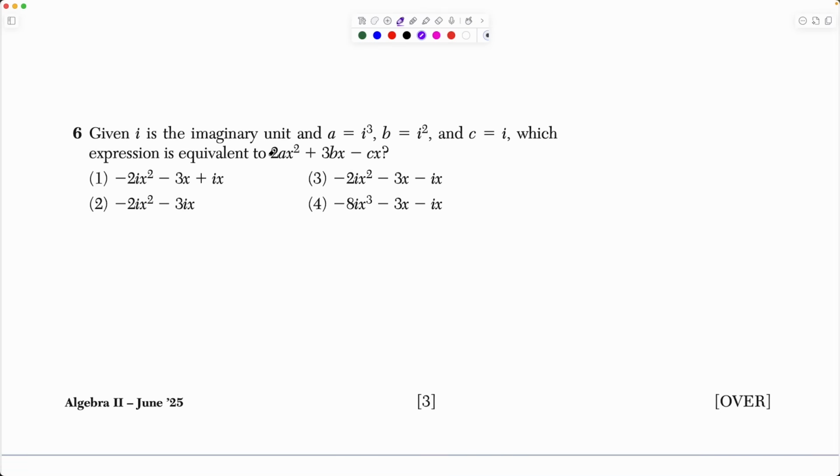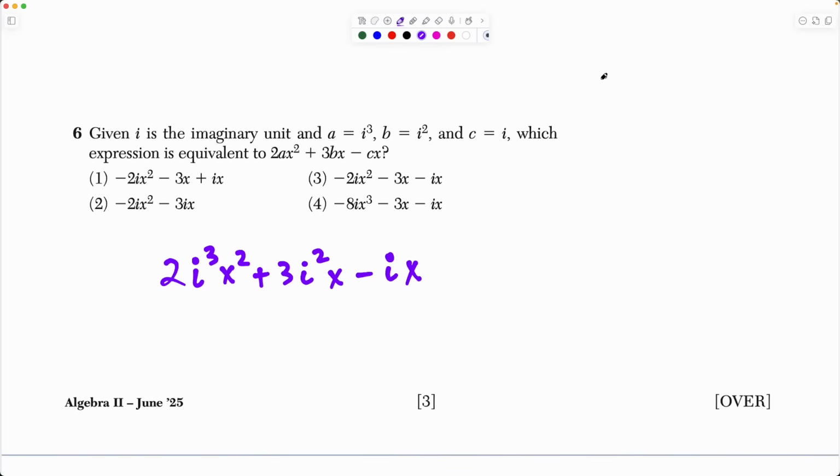For this one, I would just plug right into this expression. So we have 2 times a, which is i to the third, so we have i to the third times x squared. And then we have plus 3 times b, which is i squared, and then we have the x. And then minus c, which is equal to i. And we just tack on the x at the end.